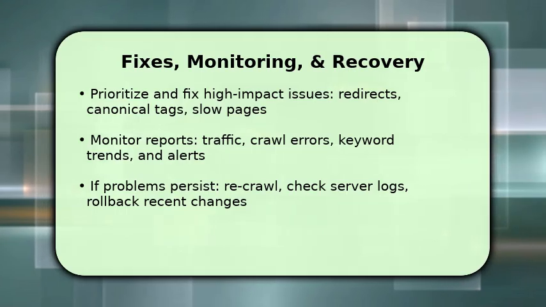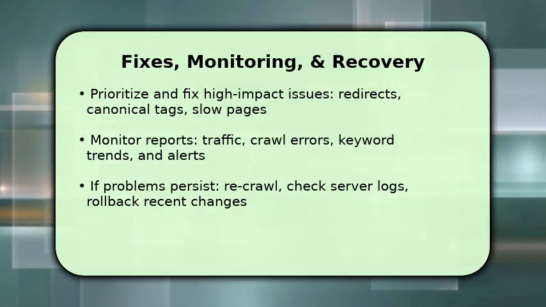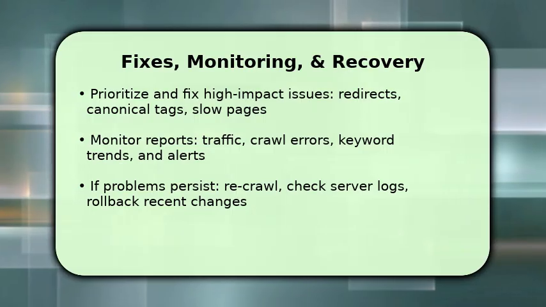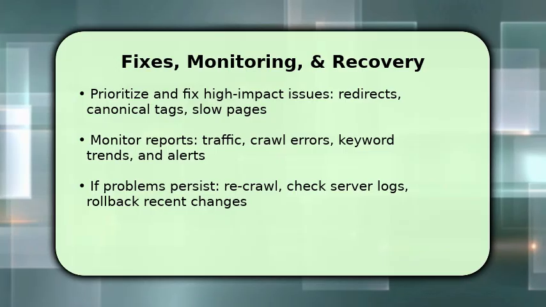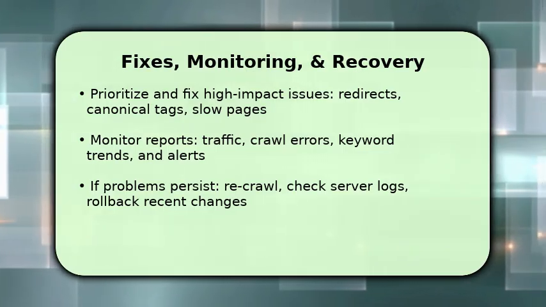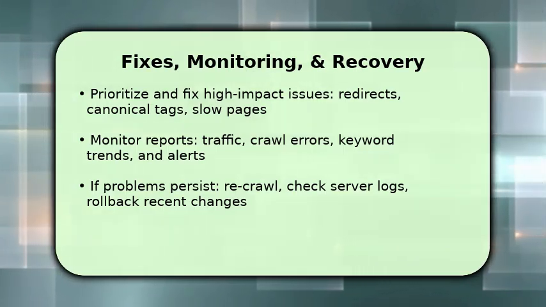Tackle high-impact items first: redirect chains, canonical conflicts, and slow-loading pages, and deploy fixes with version changes. Once fixed, trigger recrawl and watch rank and traffic reports to confirm recovery. Make sure to set alerts for regressions.